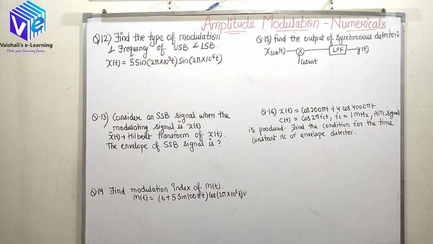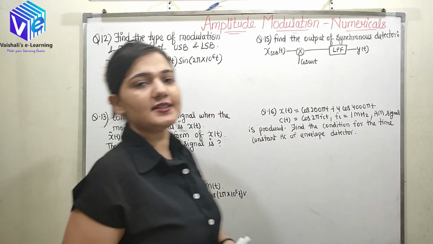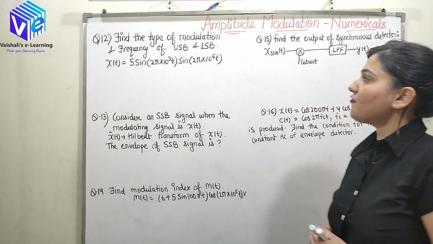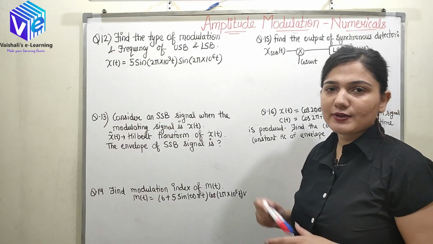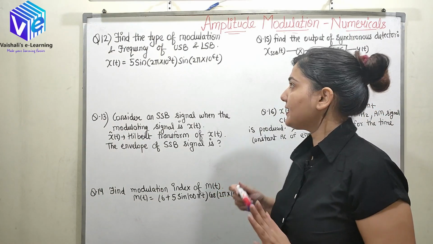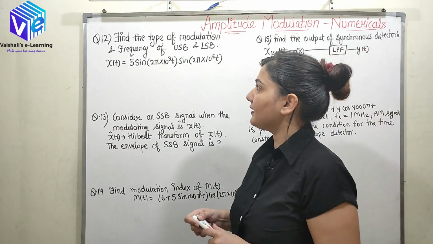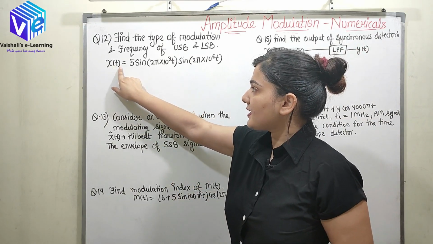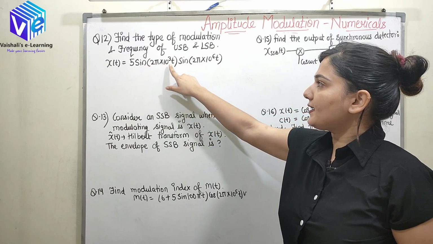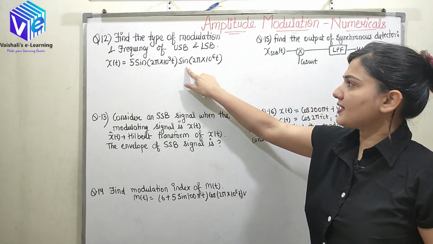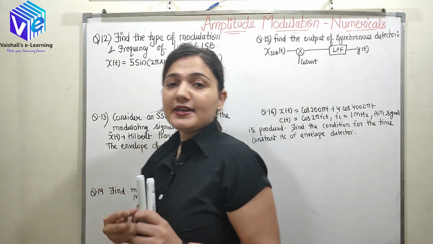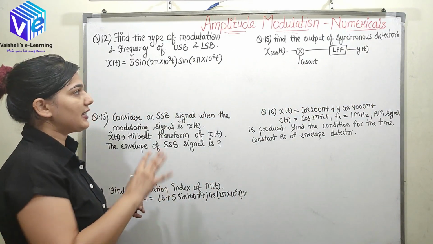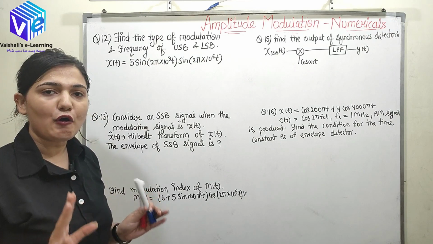The next question, question number 12, states: find the type of modulation and the frequency of USB and LSB. USB, I hope you know, is the upper sideband. LSB means the lower sideband. So I have x(t) = 5 sin(2π 10^3 t) sin(2π 10^6 t). I need to find if there is any kind of modulation here or not.